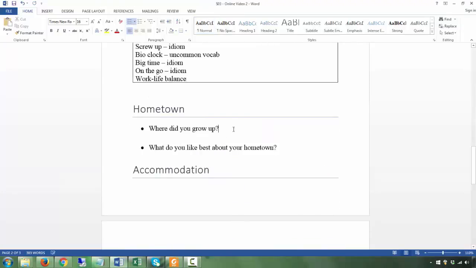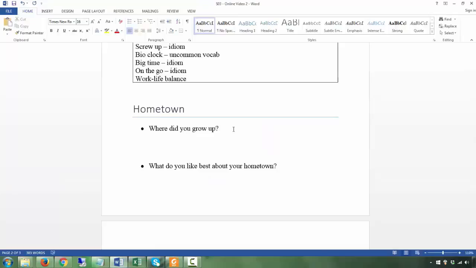Let's continue on with hometown. Where did you grow up? You can say I grew up. Past simple tense, okay? I grew up. Now, when they ask you where did you grow up, it's probably your early years, okay? So it's no longer, you're not growing up right now, all right?